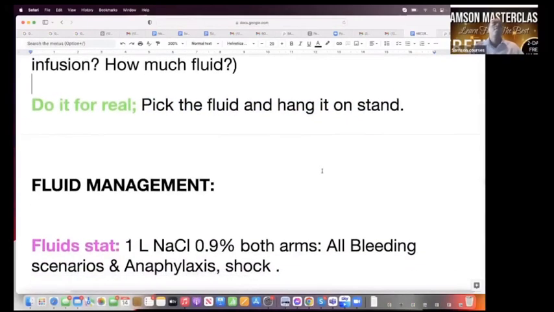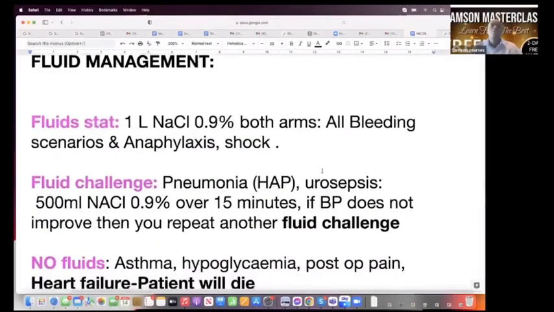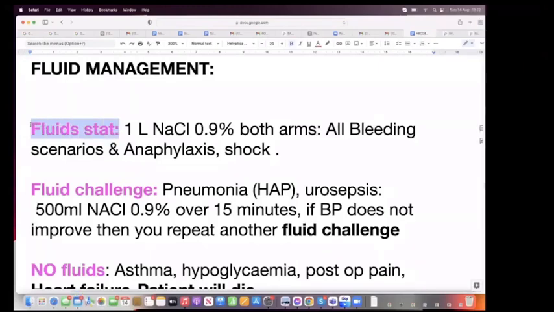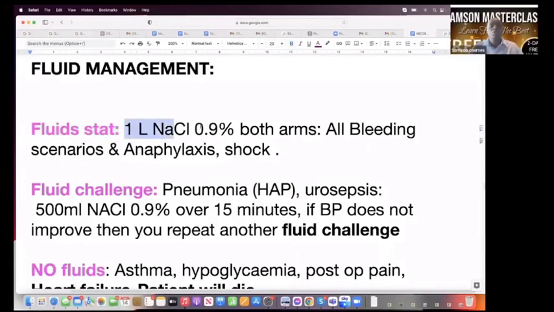Then how do we give the fluid? Our fluid management, we discussed yesterday when talking about IV fluid prescriptions. Why do we give fluids? The three main things we discussed were resuscitation, where we give bolus fluids, then the deficit, where there is dehydration, and then maintenance fluid. So here we are resuscitating. We give fluid start. Start means as fast as possible. 1 liter normal saline in both arms, as fast as possible.